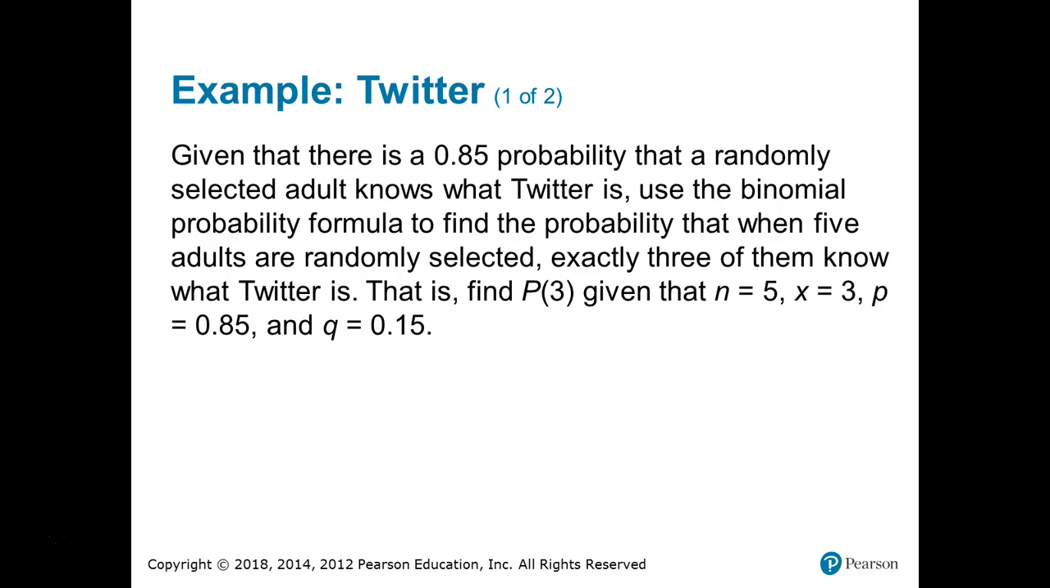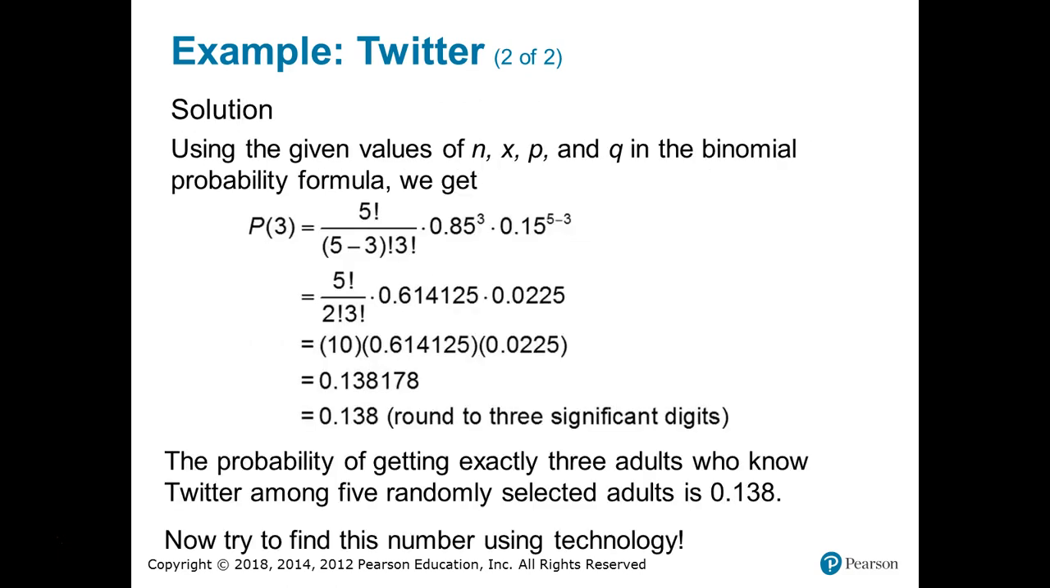So let's go back to the Twitter example. Given that there is a 0.85 probability that a randomly selected adult knows what Twitter is, use the binomial probability formula to find the probability that when 5 adults are selected, exactly 3 of them know what Twitter is. That is, find P of 3, given n is 5, x is 3, p is 0.85, and q is 0.15. Here is the formula right here.